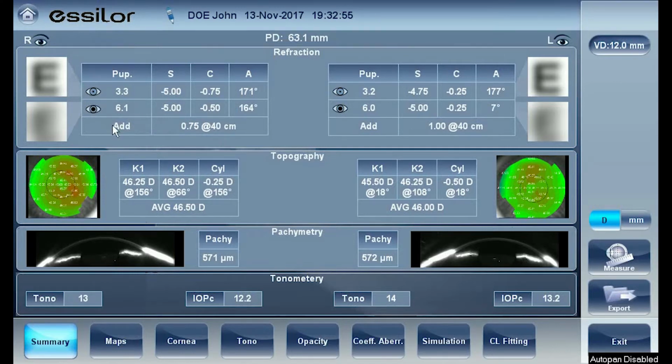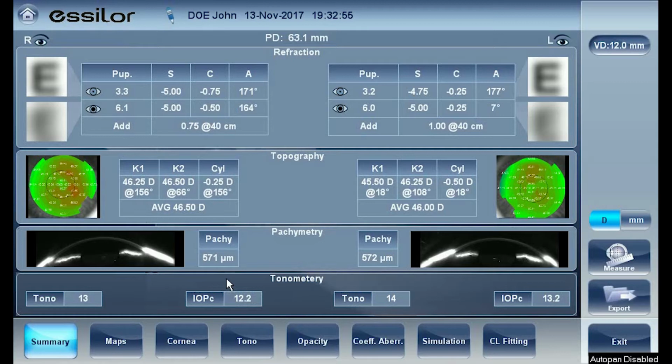It gives indication of the addition the patient may need at the chosen working distance, which was, in our example, 40 centimeters. Here we can see the information about the profile of the cornea. Here are the measurements of the thickness of the cornea. Finally, we see here the value of the intraocular pressure.